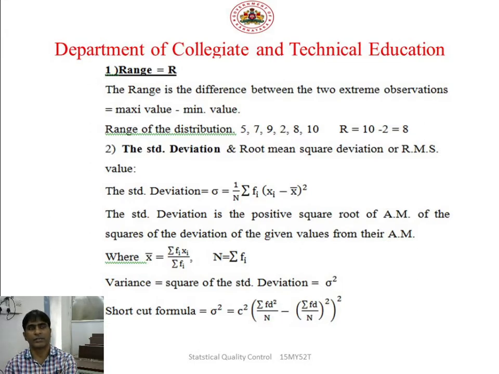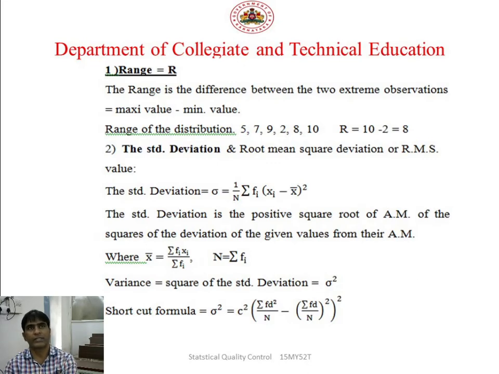For standard deviation, we have a formula. It is denoted by the symbol sigma. Sigma is equal to the square root of 1 by n summation f i in bracket x i minus x bar, whole square. Here x bar is, as you know, the mean of the distribution.